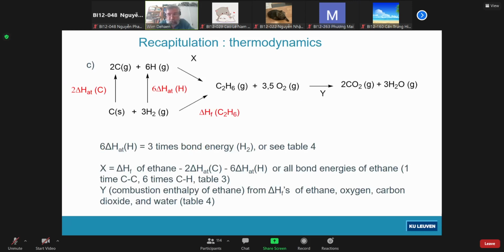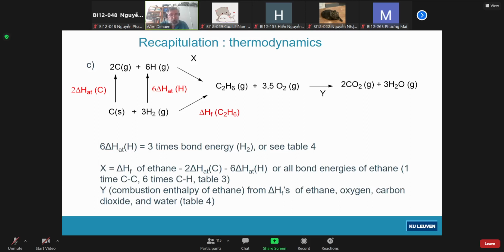Here we have a third example. I will go a bit faster because I think by now you probably get the picture already. This is about the formation of ethane, C2H6, from its elements in the natural form. That's carbon, which is solid, and dihydrogen, which is a gas. So there we can find the formation enthalpy of ethane, which is a given.